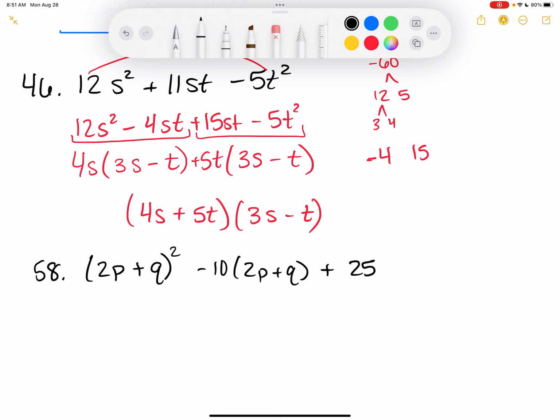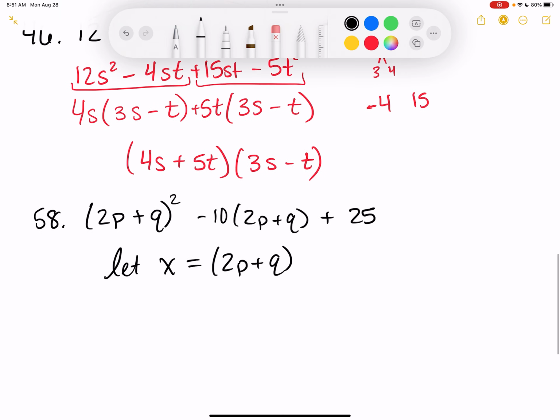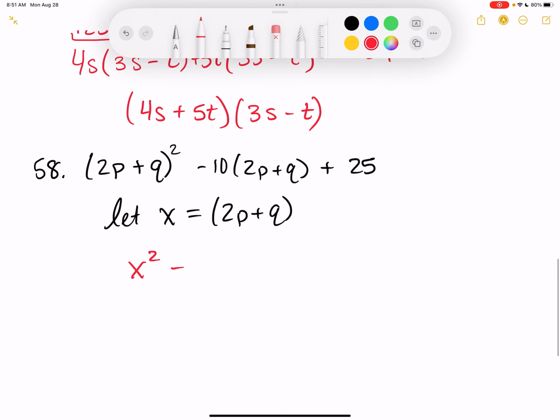I'm going to say let x equal 2p plus q. So now anywhere that I see a 2p plus q, I'm going to rewrite it as an x. So I'm going to have x squared minus 10x plus 25. And maybe you're thinking, why am I allowed to do that? Because when I get to the end of the problem and I have factored it, any place there's an x, I'm going to replace it with that 2p plus q.